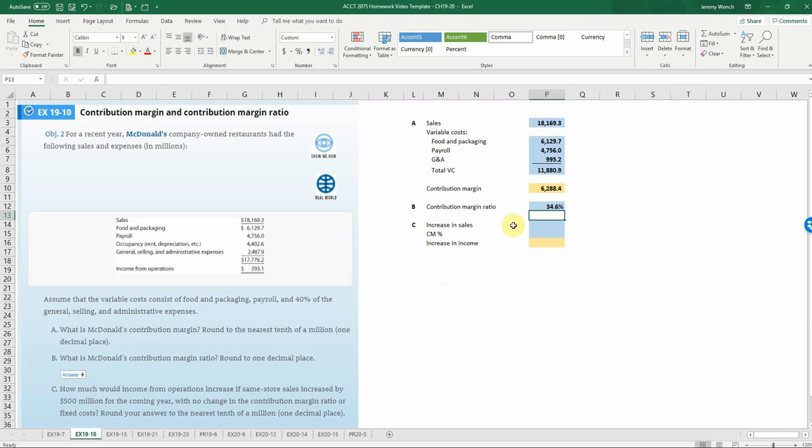In part C, now we can take these numbers and actually put them to use in making estimates. How much would income from operations increase if the same-store sales increased 500 million for the coming year with no change in the contribution margin ratio or fixed cost? If sales are going to increase by 500 million and our contribution margin ratio is 34.6%, that means, assuming fixed costs don't go up, our profit is going to go up 173.1 million. Very, very useful information.